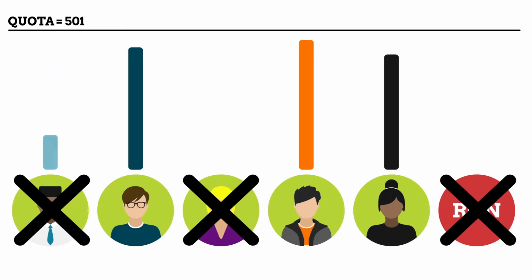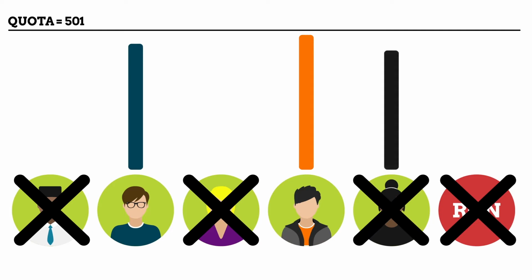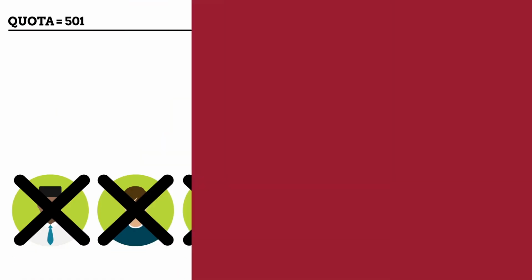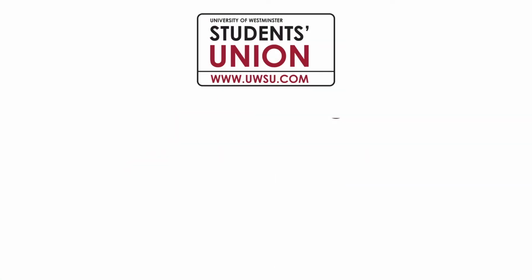This process continues until either one candidate reaches quota or only one candidate remains. If a candidate reaches quota, they're automatically elected. In our election, Bob didn't quite reach quota by the last round, but as he's the last candidate remaining, he's elected.